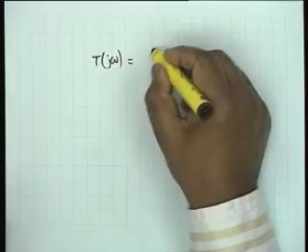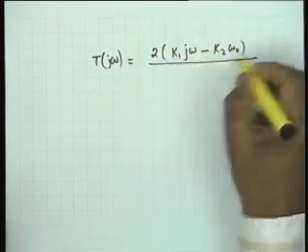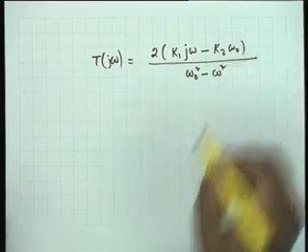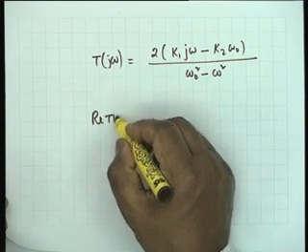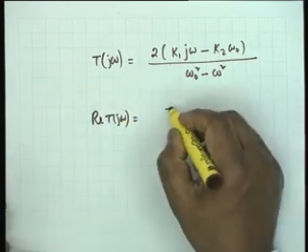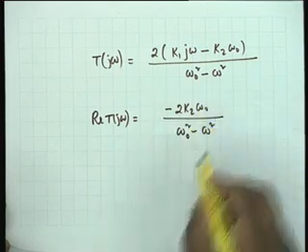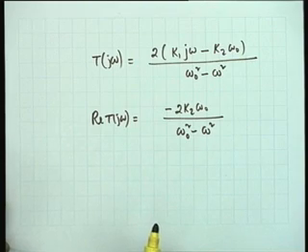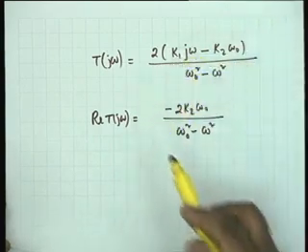So, what we said was, let us test on a particular axis, j omega axis, for which sigma is equal to 0. The value of t j omega is twice k1 j omega minus k2 omega 0 divided by omega naught squared minus omega squared. Is that right? We have put s equal to j omega. And therefore, the real part of t j omega is equal to minus 2 k2 omega 0 divided by omega naught squared minus omega squared. Agreed? Because this term k1 j omega is purely imaginary.